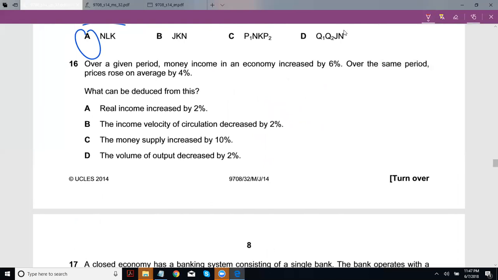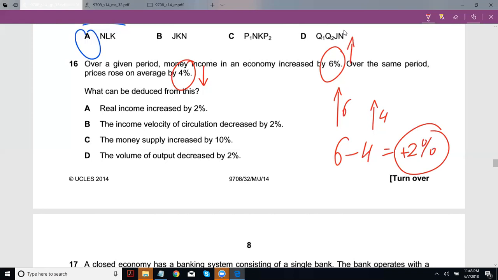Okay, 16. Over a given period, money income in an economy increased by 6%. Over the same period, price rose on average by 4%. So your money income increased by 6%, but your prices also increased by 4%, which goes against the effect of the increase in money income. So if you're looking for the change in real income, you'll go 6 minus 4, because an increase in money income increases real income. However, an increase in price level decreases real income, so you subtract it from the increase in money income. That should give you a 2% increase in real income, and you get that with A.